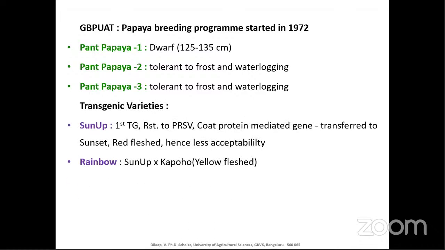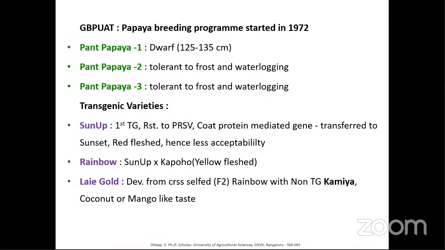The transgenic varieties include, and this is a very important thing, the transgenic papaya development for PRSV, papaya ring spot virus, a very devastating disease. SunUp was the first transgenic variety developed with resistance against PRSV through coat protein mediated gene transfer. The gene was transferred into the Sunset variety, and the transgenic variety developed was SunUp. The SunUp variety was red fleshed and has less acceptability in the Hawaiian region, where the first incidence of PRSV was reported in Hawaii.